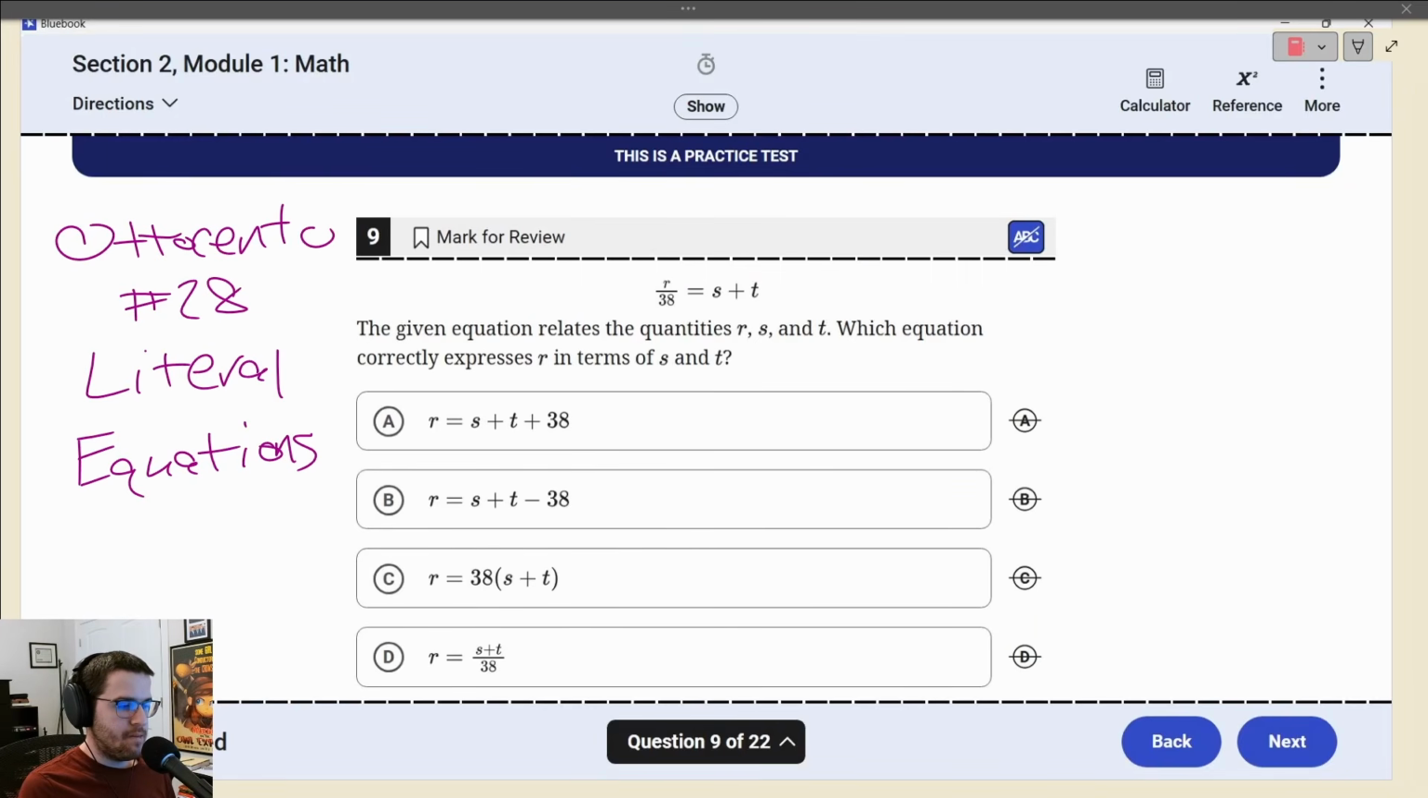Okay, question 9. I go over this in great detail in my Ottocento number 28 on literal equations. If you want to get these questions consistently right, please go watch it.